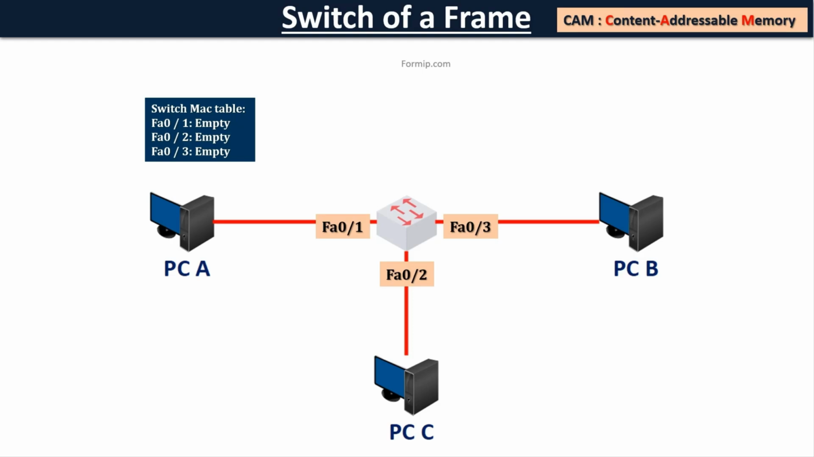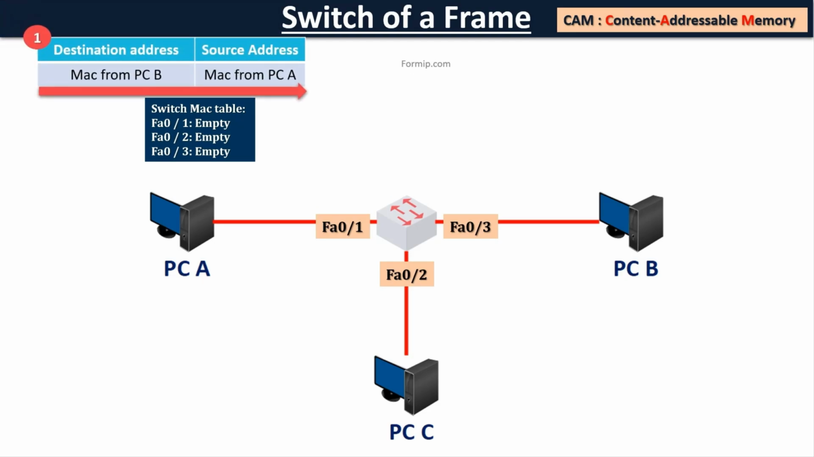To better understand, we'll see the entire process of a frame. As an example, let's say that PC A wants to communicate with PC B, and that the switch has just been started, which means its MAC table is empty. In the source address field of the frame, we have the MAC address of PC A, and the destination address field will be the MAC address of PC B. First, the switch receives the frame from PC A on its FastEthernet 0/1 port.